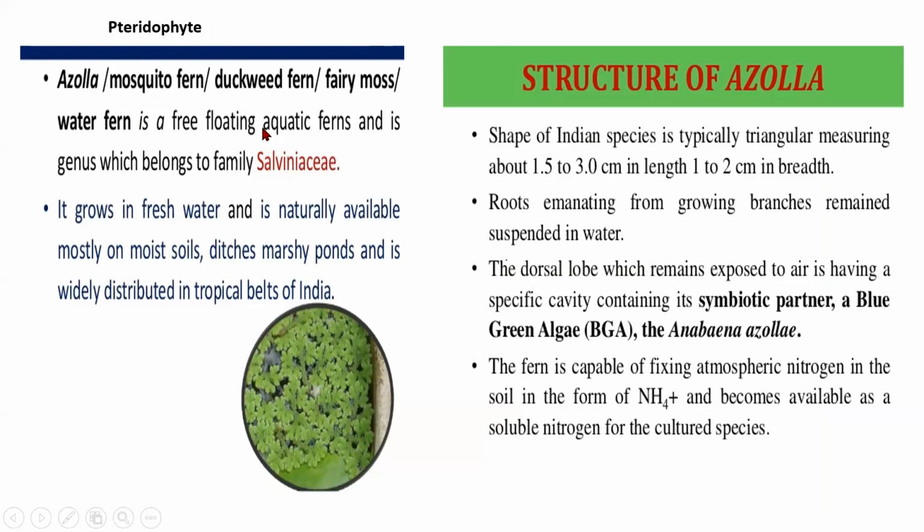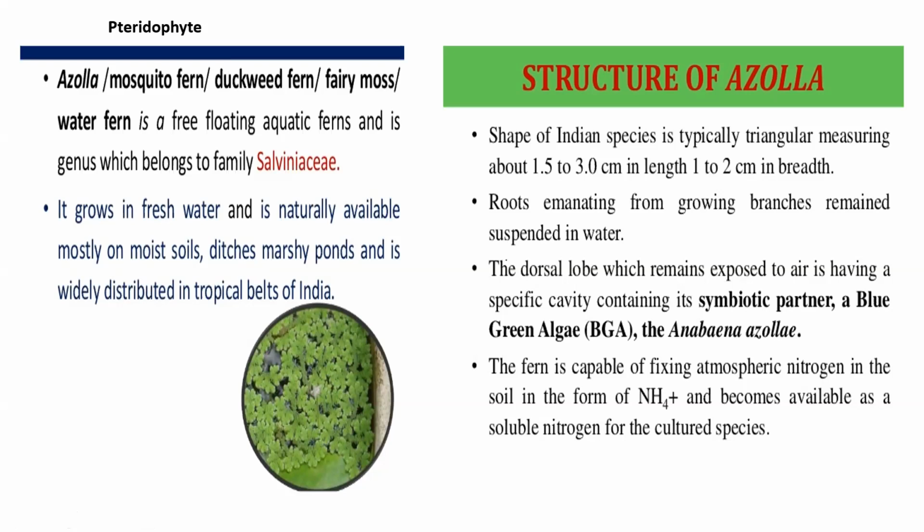All these are other common names of the plant. Water fern, free floating aquatic fern. So it belongs to the family Salviniaceae under pteridophyte, and it grows in fresh water. It is available on moist soil, ditches, wherever you have a shallow water collection, you can grow azolla. And it is very widely distributed because it doesn't need any specific temperature requirement.